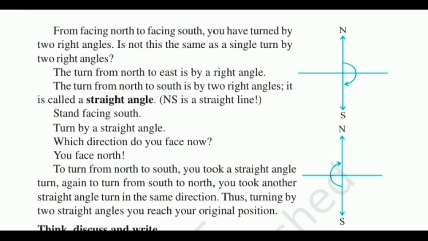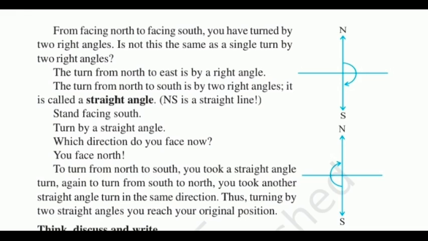From facing north to facing south, you have turned by two right angles. Is not this the same as a single turn by two right angles? The turn from north to east is by a right angle. The turn from north to south is by two right angles. It is called a straight angle.